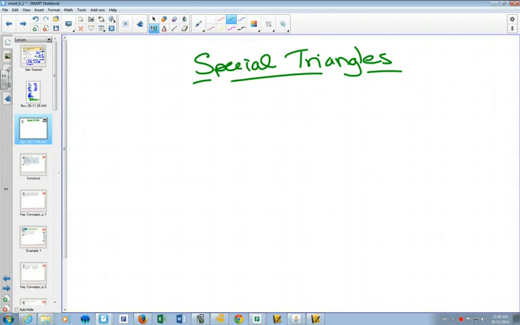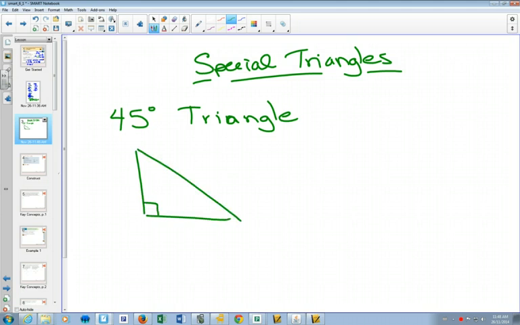We'll start with the 45-degree triangle. If you draw a right-angled triangle where one of the angles is 45 degrees, what can you tell me about that triangle? That the other angle is 45. Good. So we would know the other angle is 45.